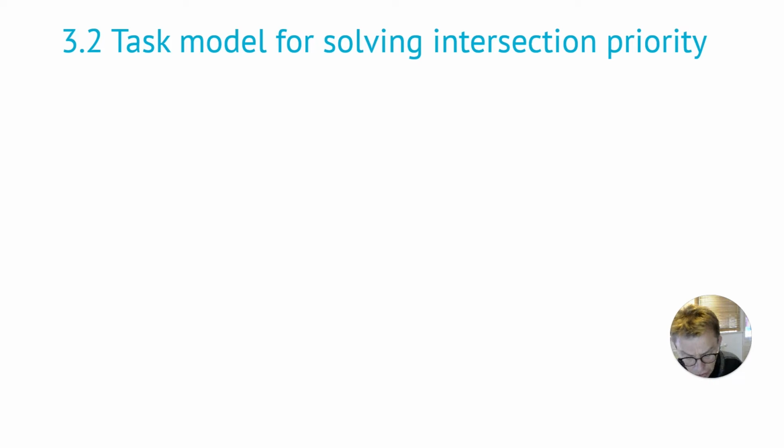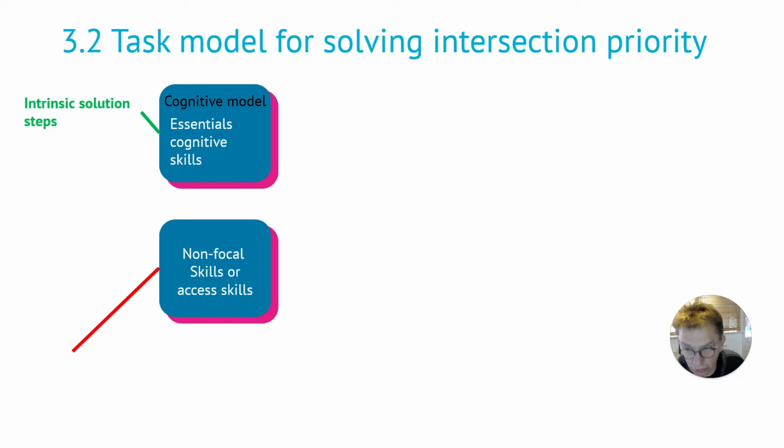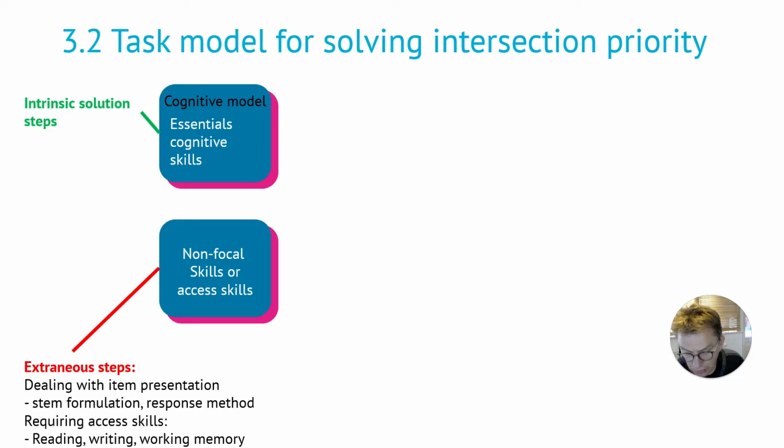For our research, we constructed a task model that describes the solving of specific exam items, namely solving priority order at traffic intersections. Using theoretical insights, we analyzed the cognitive steps of priority tasks at intersections and defined a number of steps that are intrinsic to the task. Because a test item is not an in vivo real-life task, test takers also must take steps that are actually extraneous to the real task, such as dealing with the item presentation, understanding the stem formulation, and using a certain response method. These require access skills, including reading, writing, working memory, which are not necessarily used in real-life traffic.